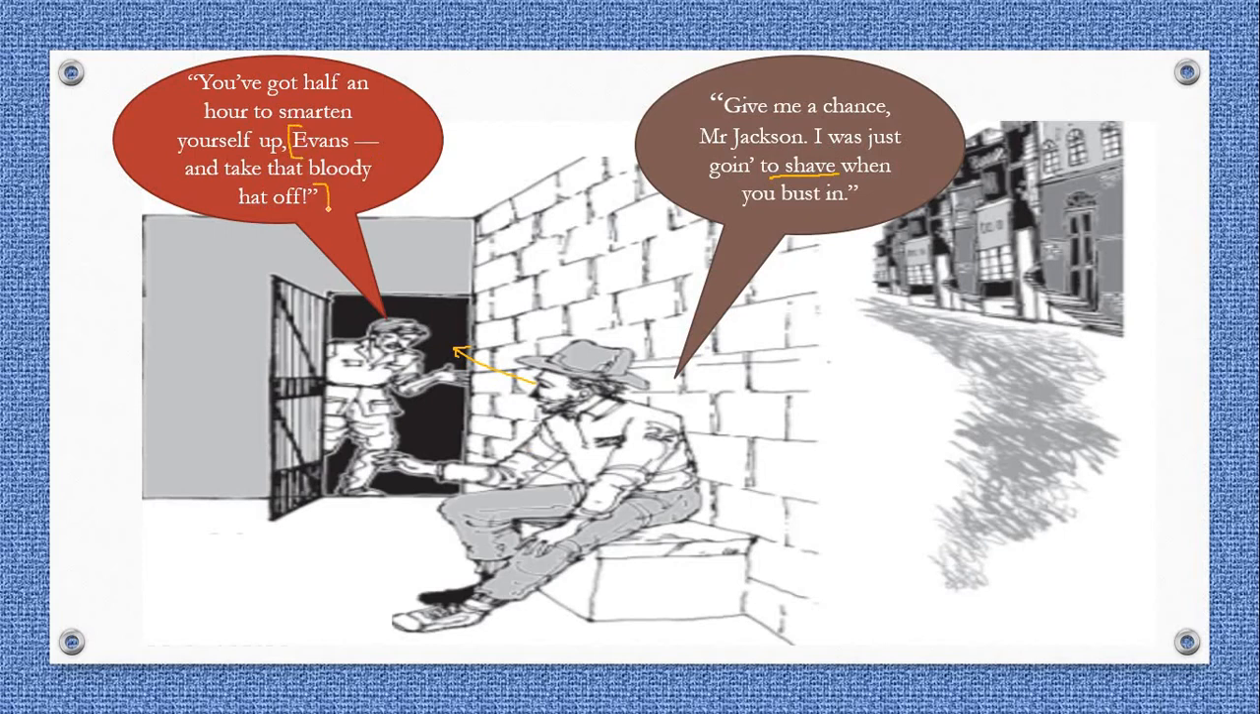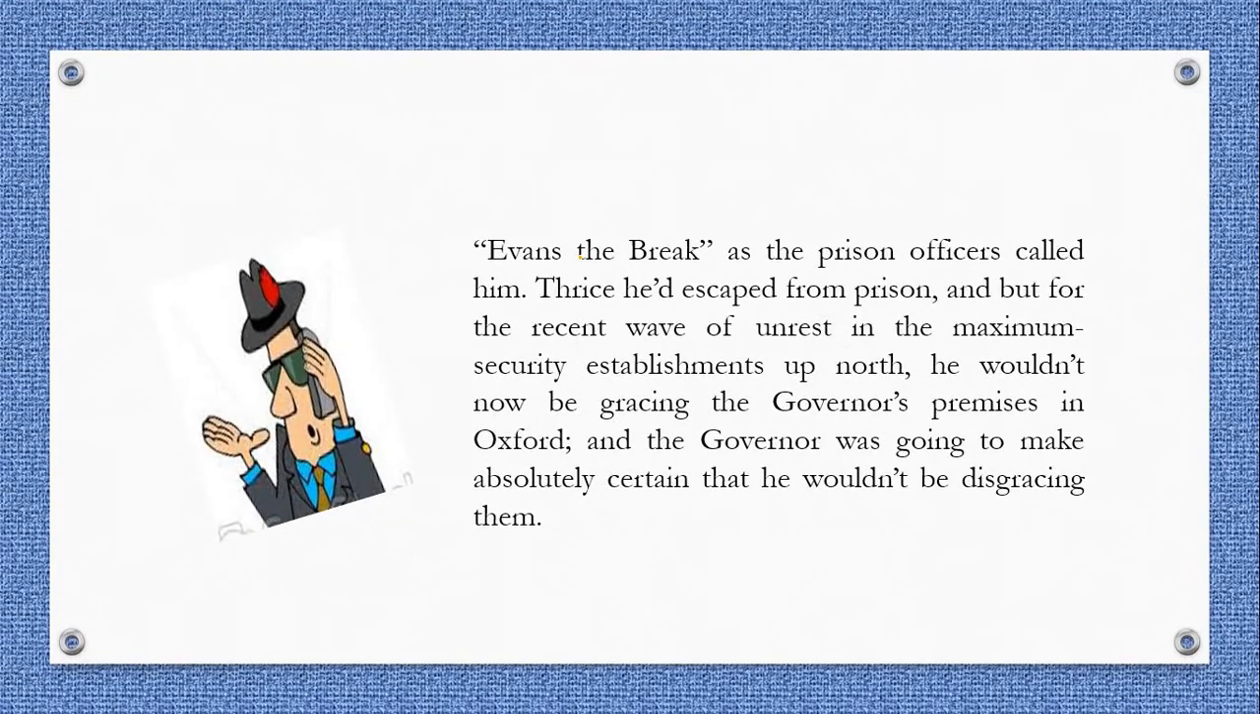Evans had successfully escaped from prison earlier also. And this is how the episode gave him the name of Evans the Break. The governor was not ready to take any risk with this as it could bring a bad name to him.